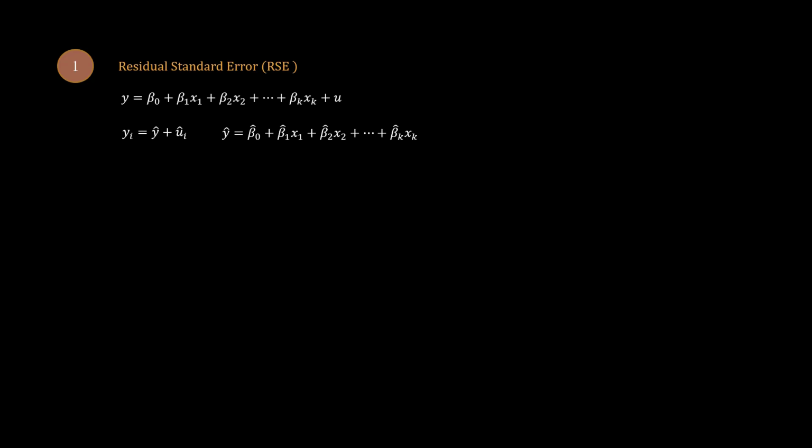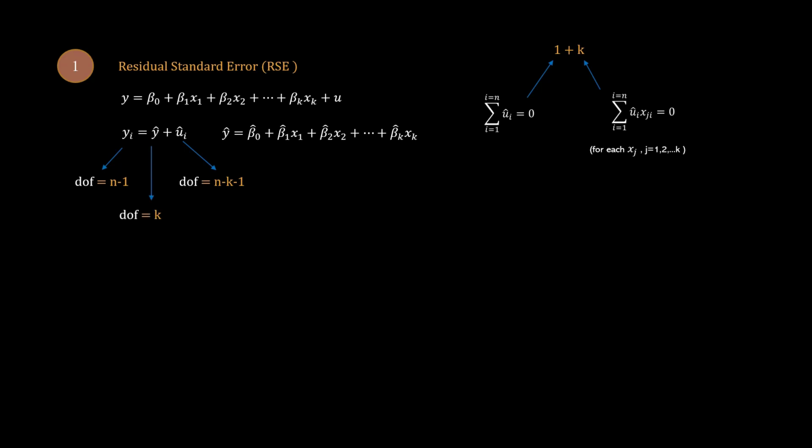So here are the population and sample dynamics. For a sample with n observations, y has n-1 degrees of freedom because the mean of y is estimated from the sample. The residual U hat has n values, but not all are free. If you recall, there are k plus 1 constraints on the residuals. So U hat has n minus k minus 1 degrees of freedom. Y hat will have k degrees of freedom, as the total has to add up to n minus 1.